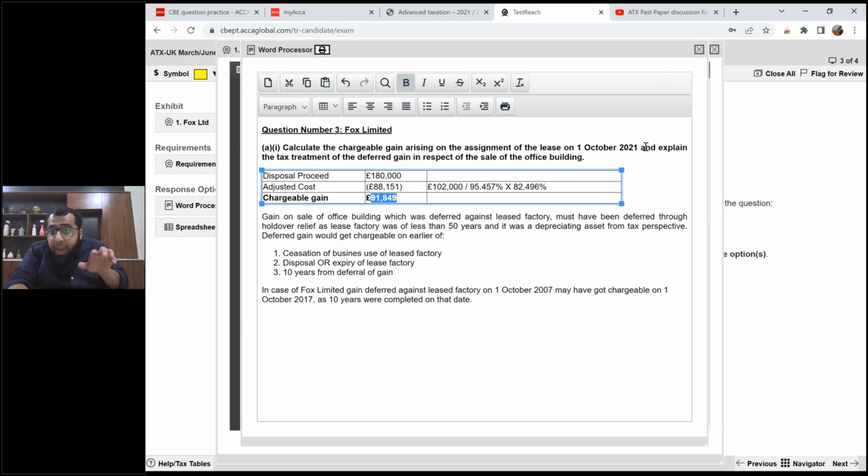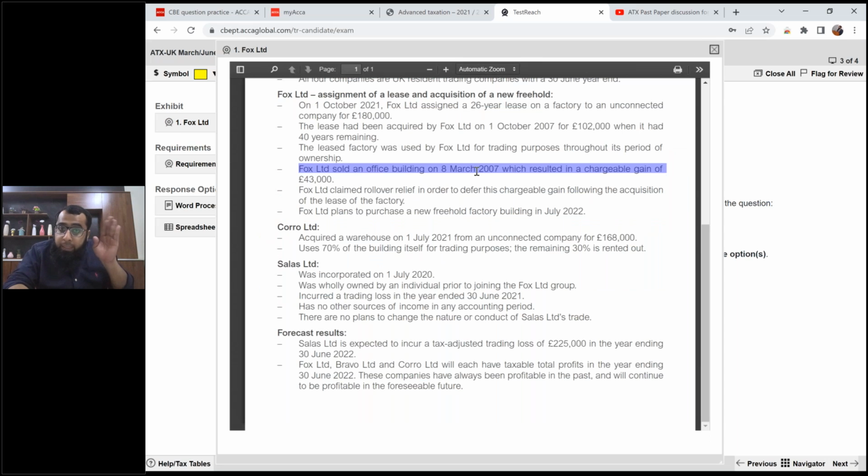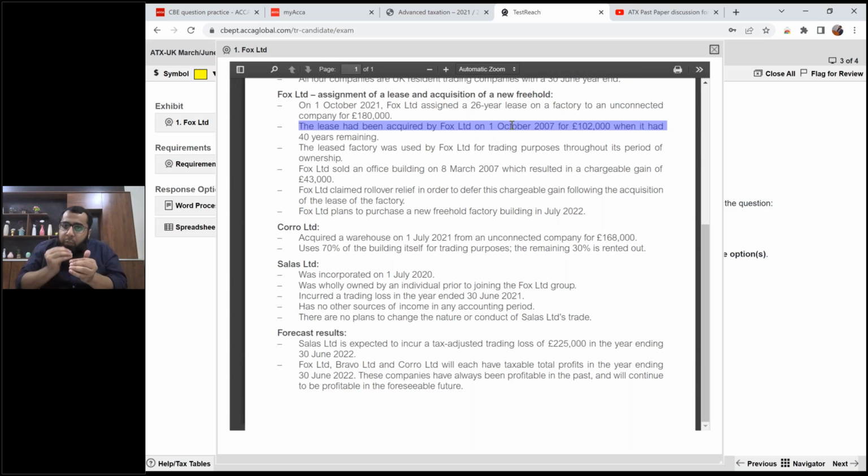Now, one thing separate I'm talking about. Explain the treatment of the sale of the office building. The office building was sold in March 2007. Its gain was deferred with the lease factory. The lease factory was acquired in October 2007. The gain which was deferred through holdover will get chargeable after 10 years. So the gain which was deferred in October 2007 will get chargeable in October 17. This was a separate thing. The gain which got chargeable in October 17 was of the office building. That was separate, different. Okay.